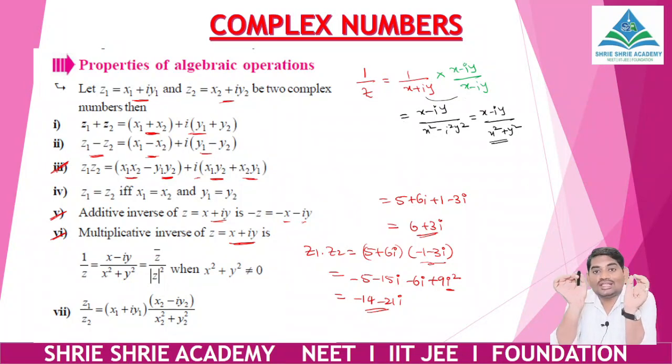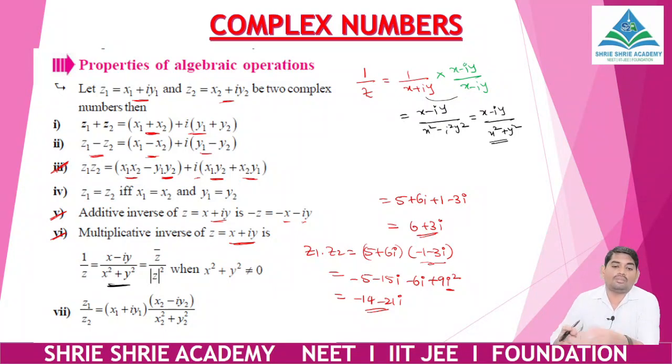Now what is the multiplicative inverse of z? It is 1 by z, so 1 by x plus iota y. We take the conjugate, multiply with x minus iota y and divide with x minus iota y. After simplifying, we get x minus iota y divided by x square plus y square. Here x minus iota y is the conjugate of z, which is z bar, and the denominator x square plus y square is equal to modulus of z whole square. We will discuss this conjugate and modulus more clearly in the next video.